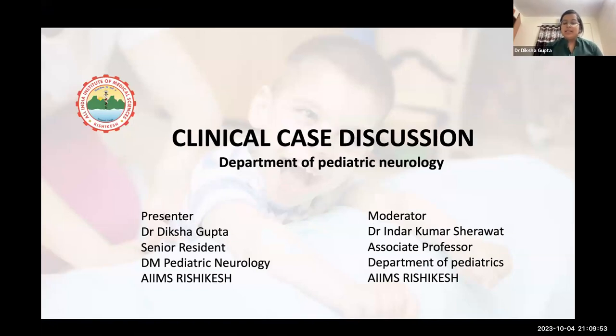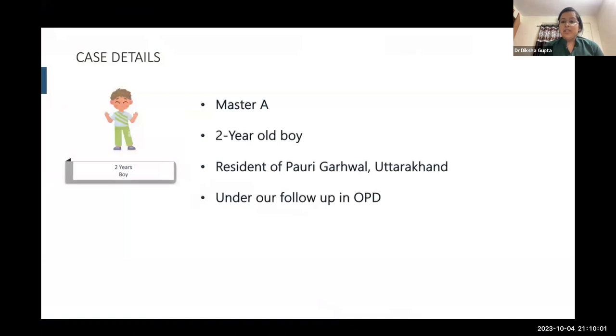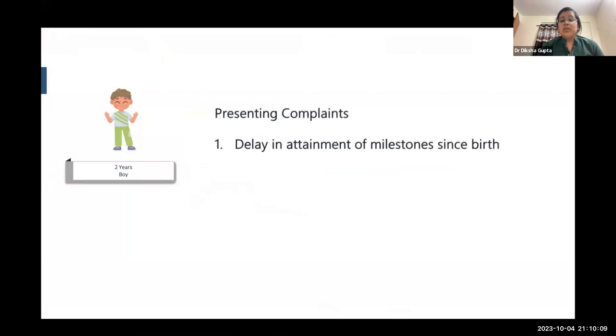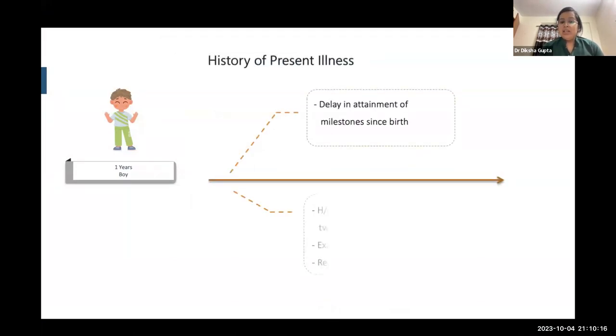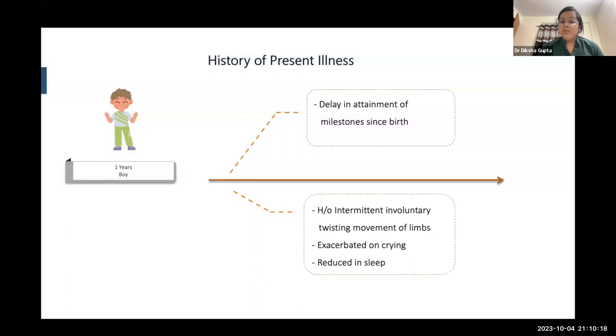Beginning with the clinical case discussion from the Department of Pediatric Neurology at AIIMS Rishikesh. We had a child who presented to us at 1 year of age, currently 2 years old. He was a resident of Pauri Garhwal, Uttarakhand, and is still under follow-up in OPD. He presented with complaints of delay in attainment of milestones since birth. Apart from this delay, he also had a history of intermittent involuntary twisting movements of the limbs, which were exacerbated on crying and reduced in sleep.